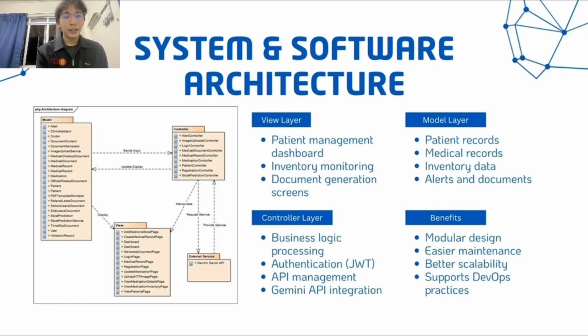The second layer is the controller layer. This layer acts as the core processing component of the application. It handles business logic, request processing, authentication, and communication between the user interface and the database. It also manages integrations with external services such as the Gemini API for handwritten text recognition.